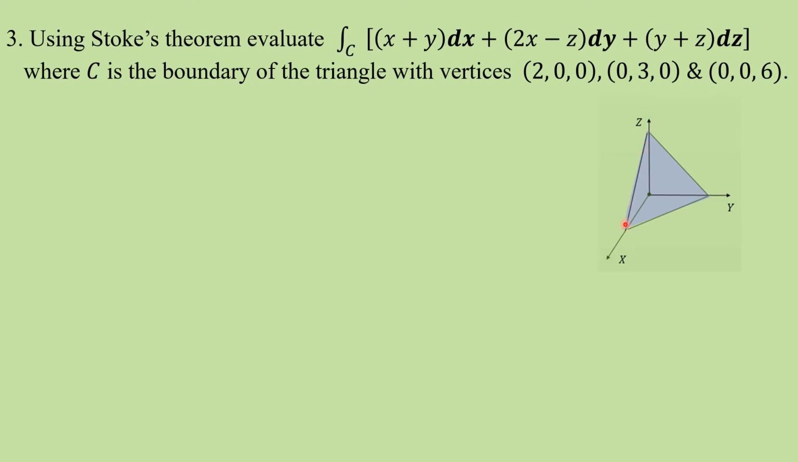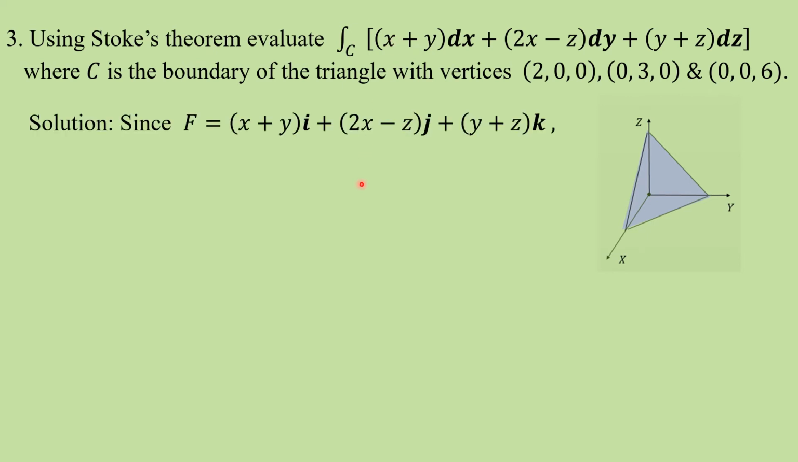So along the boundary of this triangle, we have to evaluate the line integral of F dot dr, where F is nothing but (x + y)i + (2x - z)j + (y + z)k. So by Stokes theorem, the line integral I can convert to a surface integral of curl F. So let me first take the curl of the vector point function F, where F is (x + y)i + (2x - z)j + (y + z)k.